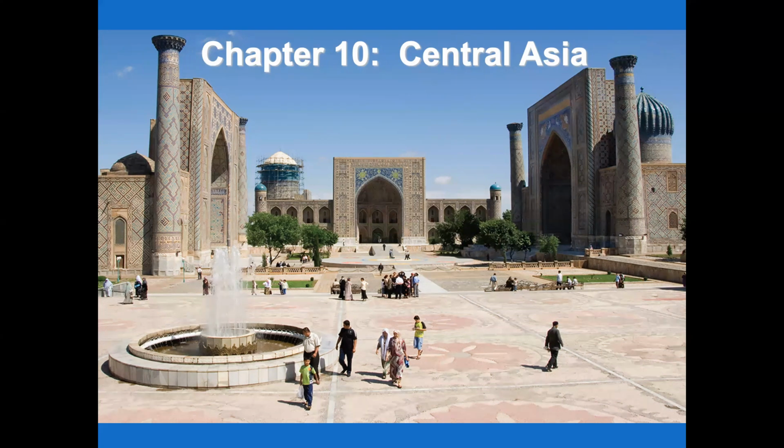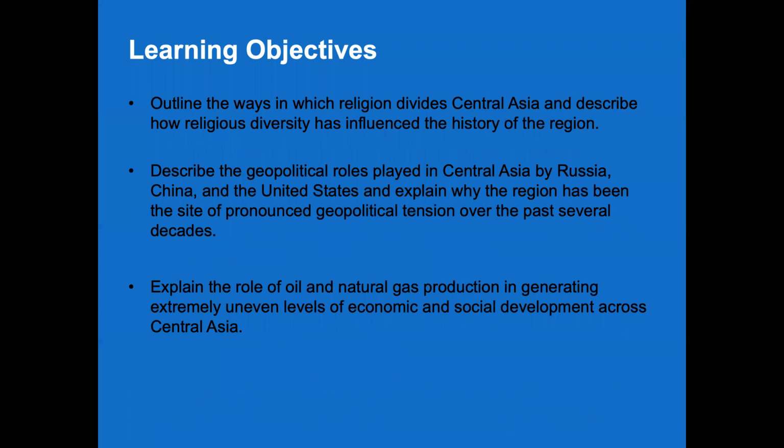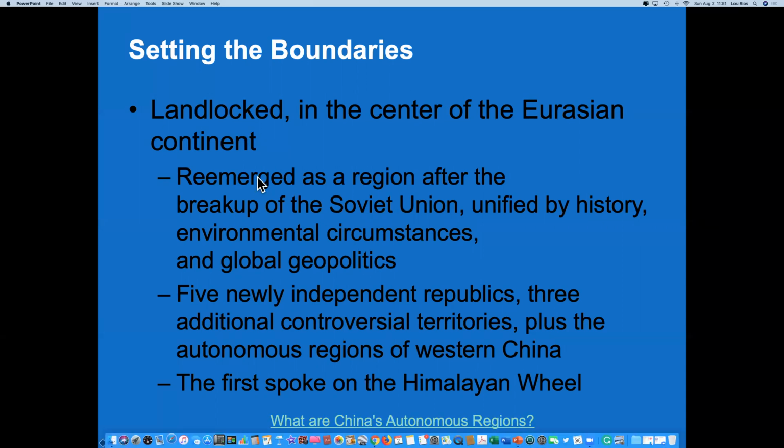Here's the idea of Central Asia. When you get to Central Asia, now you're talking about areas where there's a definite Arab Muslim influence. Look at the architecture here. This is Tashkent in Uzbekistan. Objectives and some of the key terms. Again, there are a couple of videos that are linked. And this is an area that is considered landlocked. It's at the center of the Eurasian continent.